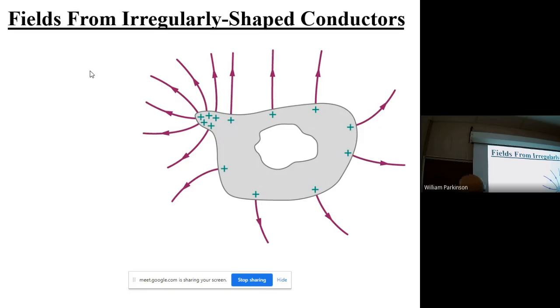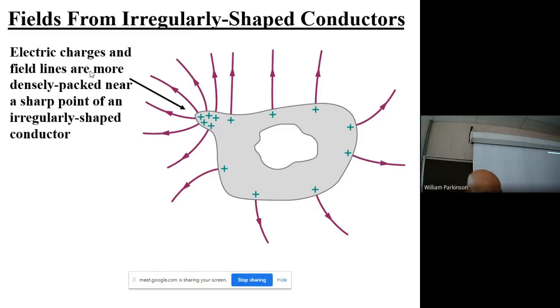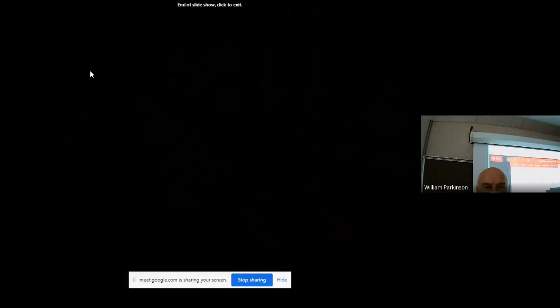The charge piles up in the crinks and divots and all that stuff, and enough charge builds up that you are going to make little lightning bolts in your microwave. So you've got to be careful when you have weirdly shaped conductors that you even put in something such as a microwave.